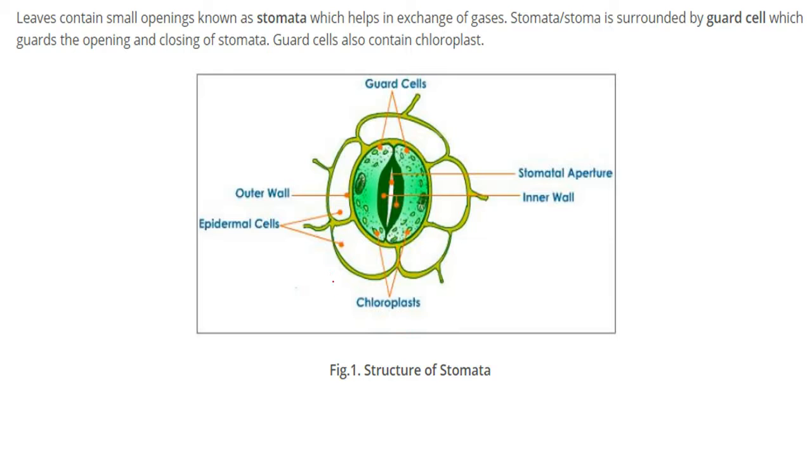Leaves have something called stomata. They have small openings known as stomata, which are responsible for the exchange of gases. Somewhere you will also find stoma. This is surrounded by guard cells. These are the guard cells which guard the opening, because this is the stomatal aperture and this is the inner wall. These two guard the opening and closing of the stomata, and guard cells also contain chloroplast.